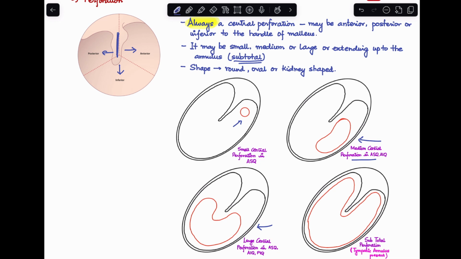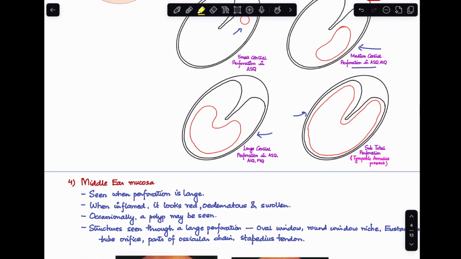Last of all is the subtotal perforation, where the perforation is huge and it is extending up to the annulus. However, the tympanic annulus is still intact. So these are the different sizes of perforation that you can notice. And there can be different shapes like round, oval or kidney shaped.